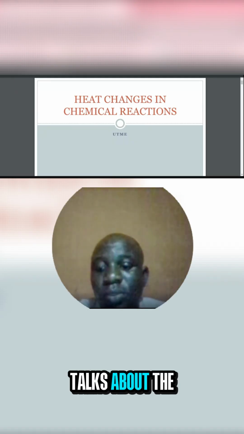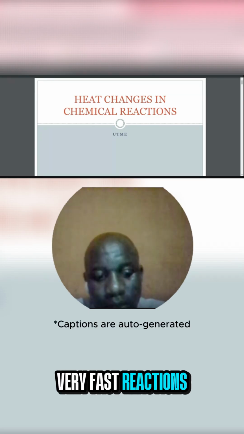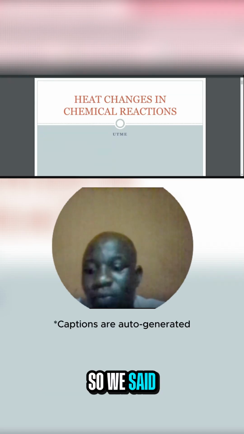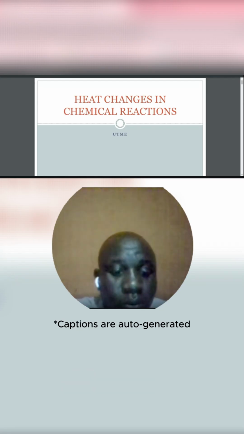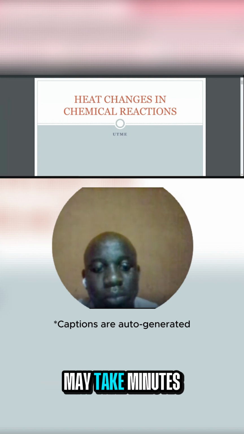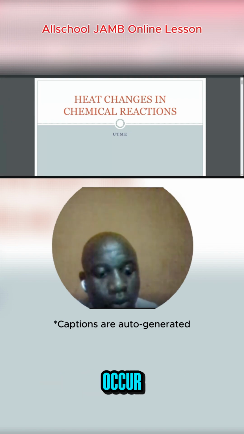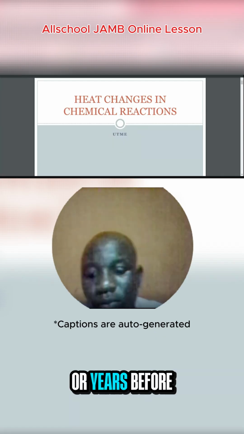Last class we did chemical kinetics, that is, rate of chemical reaction. We said the rate of chemical reaction talks about the speed of the chemical reaction, that is, how fast or how slow the chemical reaction is. Based on that, we have very slow reactions, very fast reactions, and moderate reactions. Very fast reactions are instantaneous, they occur within seconds, while moderate reactions may take minutes or hours to occur, while very slow reactions may take up to a year or years before they can occur.